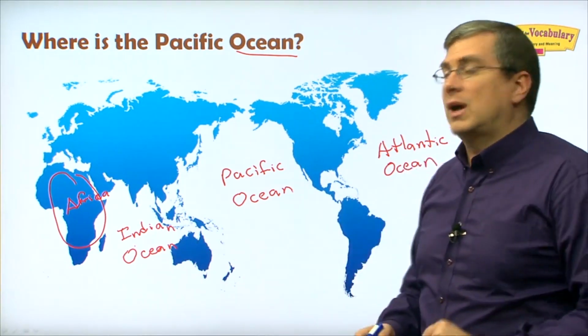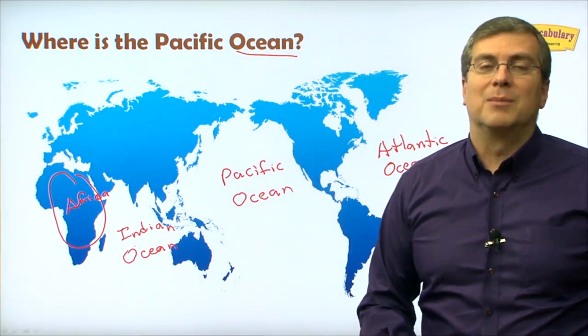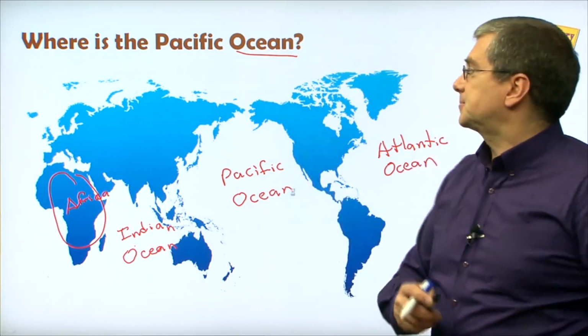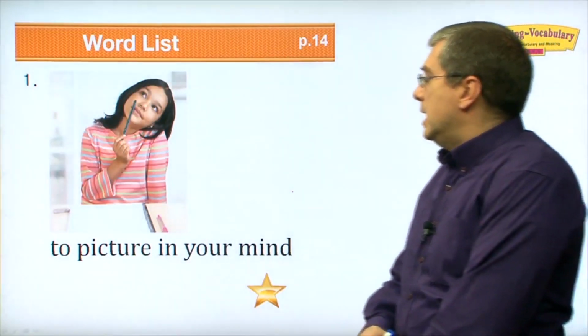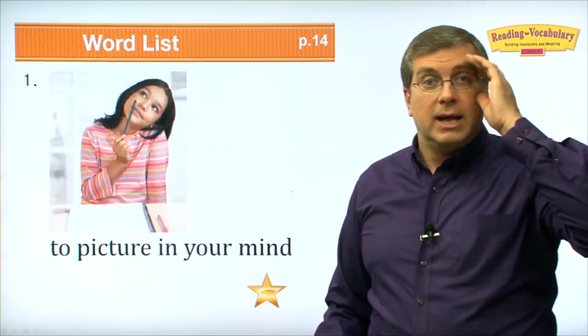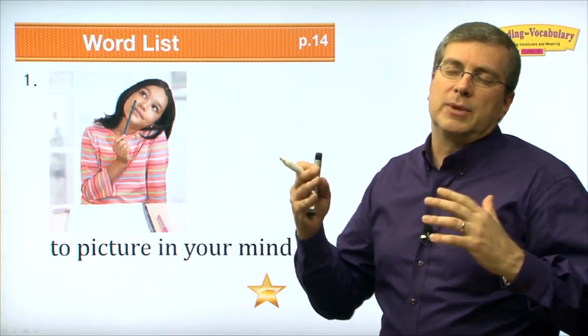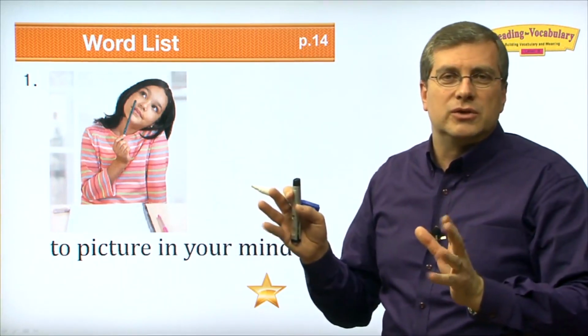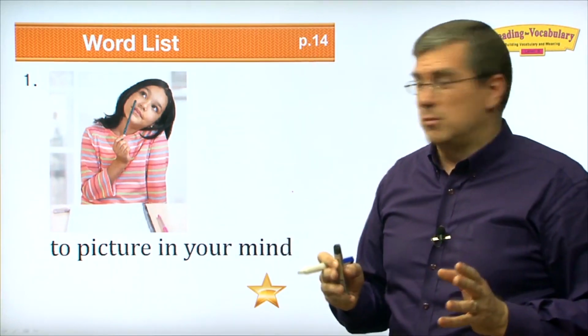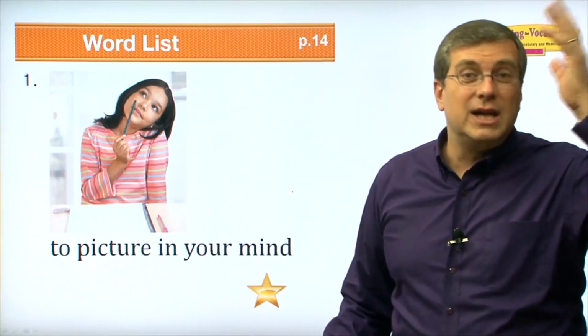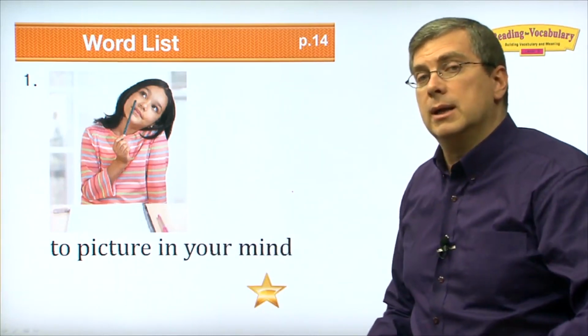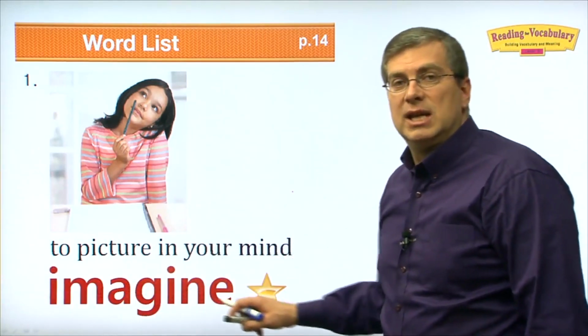Okay, let's learn some vocabulary about the Pacific Ocean. First vocabulary: to picture in your mind. You have many pictures in your mind, right? If you think about something, you can make different pictures. Some ideas come into your mind. So you make pictures in your mind. What are you doing? You are imagining.